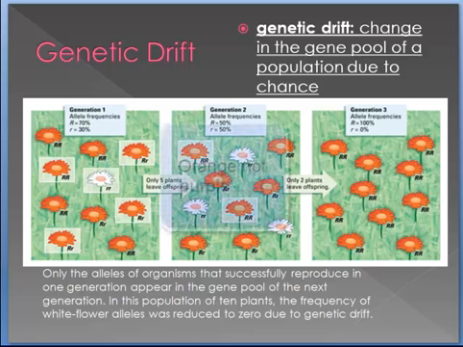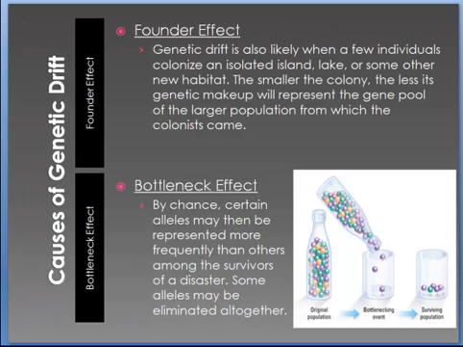Perhaps the bees like the color of the orange flowers. Those flowers that are getting pollinated are only the orange ones, and therefore eventually we have a field of all orange flowers. Causes of genetic drift can be the founder effect or the bottleneck effect. The founder effect is when a few individuals colonize an isolated place, like a lake or stream or some form of new habitat. The smaller the colony, the less genetic makeup it will represent in the gene pool of the larger population from which the colonists came.